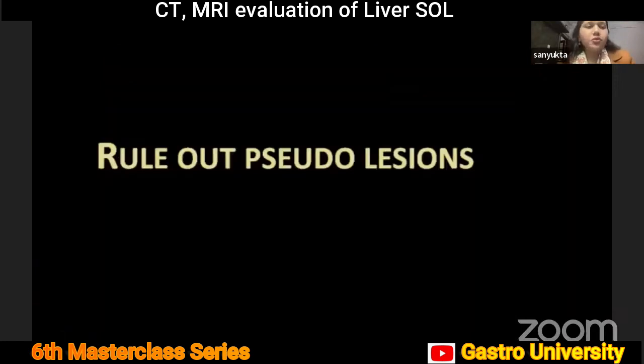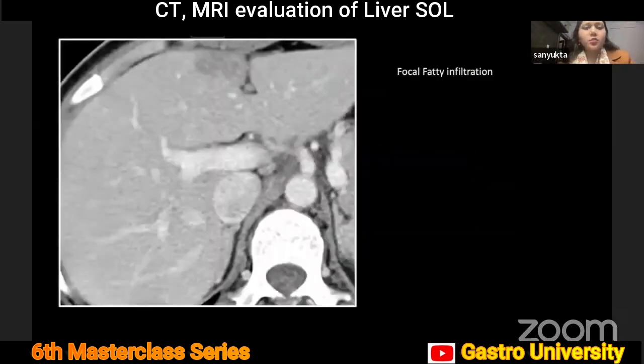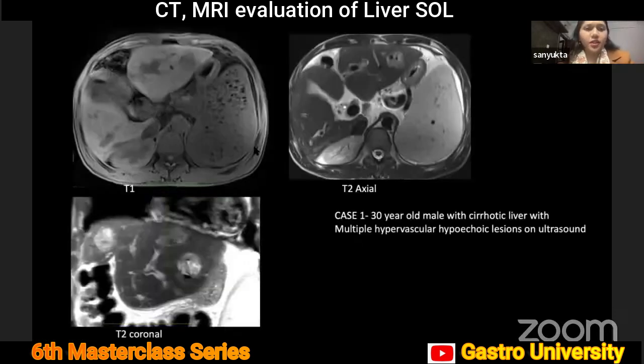What is important is we have to rule out the pseudo lesions. The lesion is not in the liver, but you are characterizing it as one. The most common one, as Dr. Hira also talked about, is the focal fatty infiltration. This is nothing but a geographical area, and this is not a lesion. The locations are very specific for it, near the ligamentum fissure, near the ligamentum venosum. These are focal fatty infiltrations, which appear hypodense on CT.